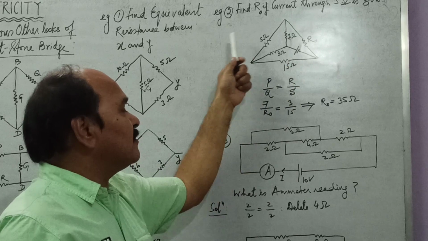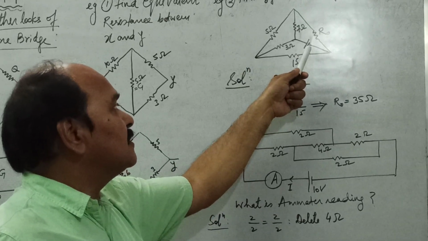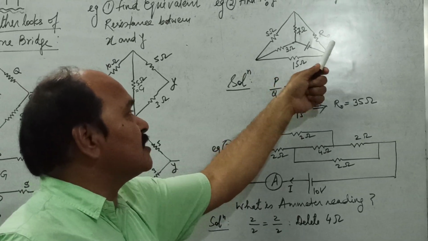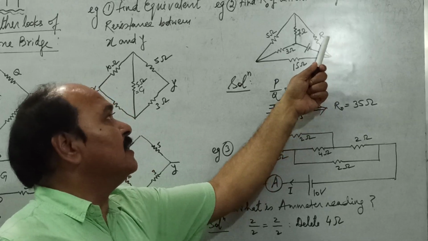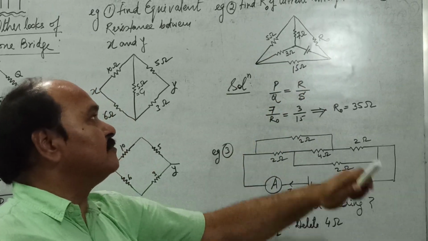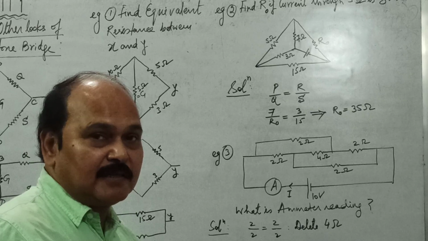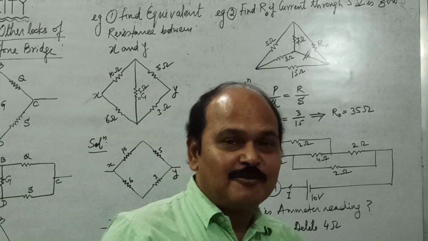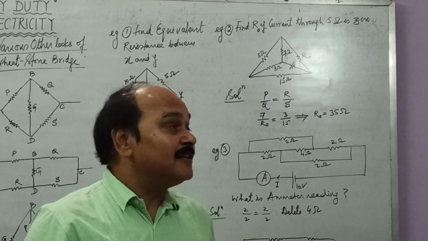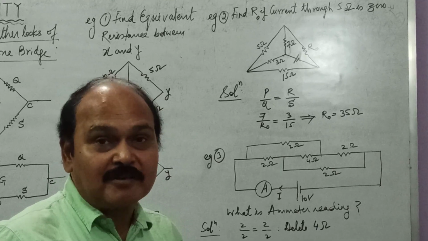This is a combination of resistances with a battery here. The question is, what is the value of R naught if current through 5 ohm is 0? Now again, this is an electrical network. You have to identify whether it is a Wheatstone bridge or not.